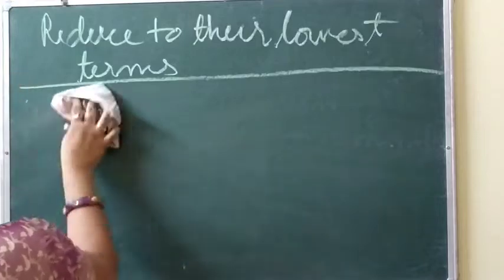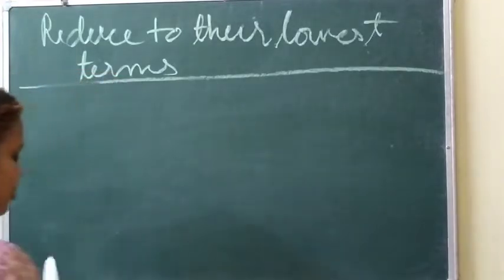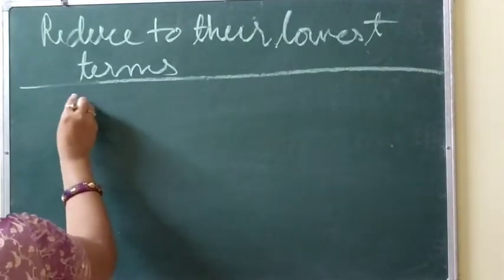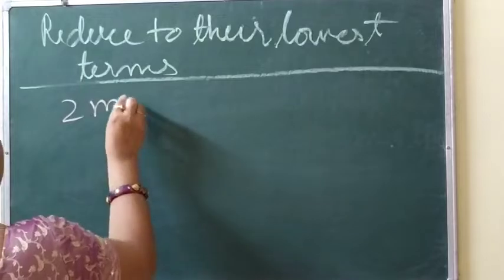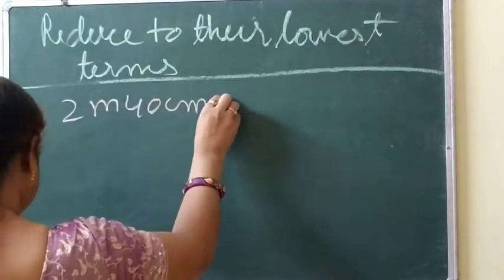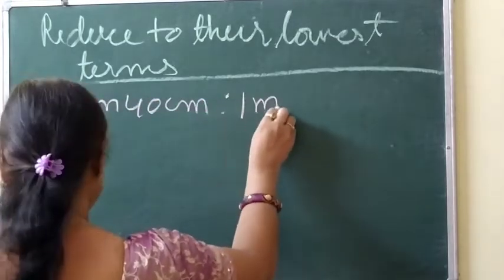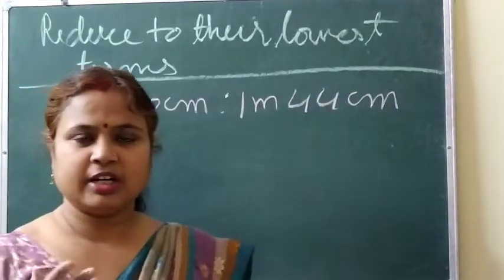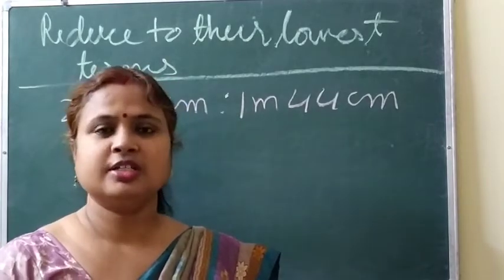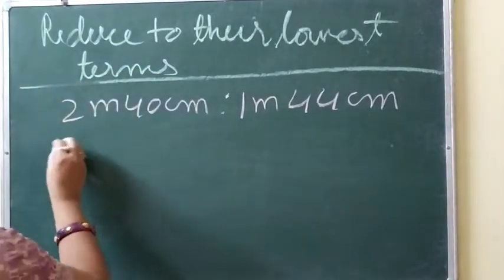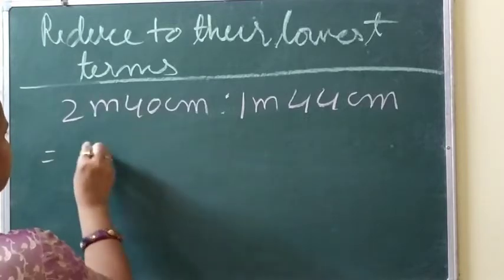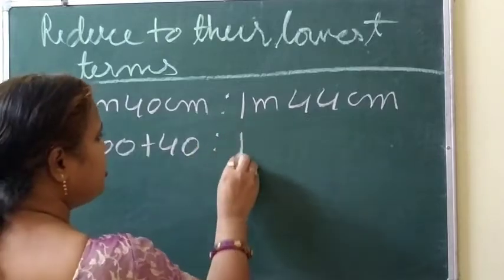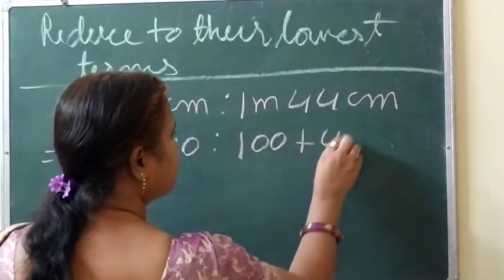Now the next question is the next subparts. I hope all the subparts and all the sums that I am doing here are clear to you. So the next is 2 meter 40 centimeter is to 1 meter 44 centimeter. Now find out. So again what we will do? We will convert meter into centimeter. Yes, very easy. So do it. 2 meter means what? 200 centimeter plus 40 is equal to 1 meter means 100 centimeter plus 44.